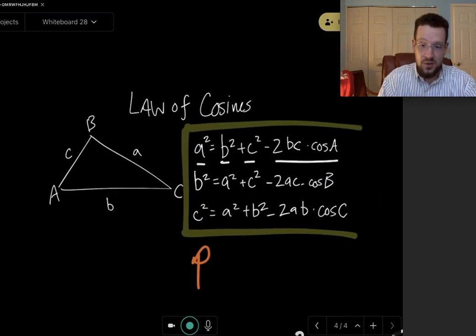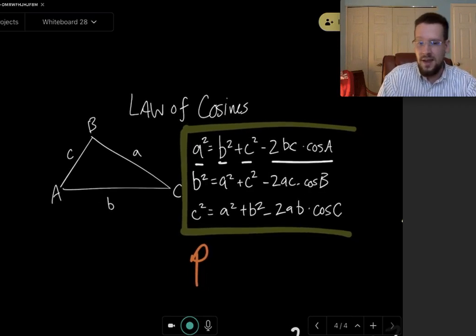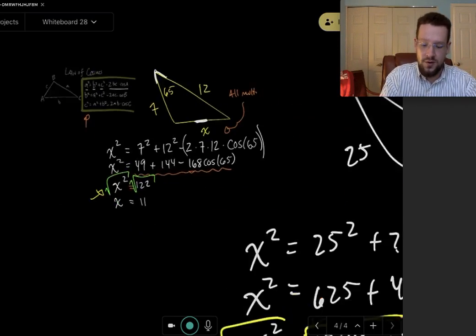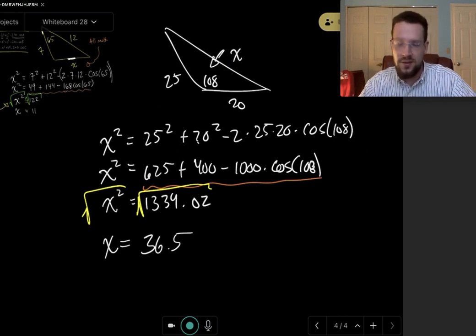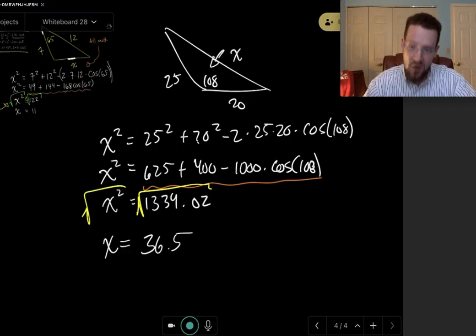So again, the idea here, and I just want to stress, it's nice that we have all of these formulas. It's really cool. You just need one, and you just kind of have to understand how it works. And the idea is that the side that you're looking for squared is equal to the sum of the squares of the other two sides minus 2 times the product of those sides times the cosine of the opposite angle.